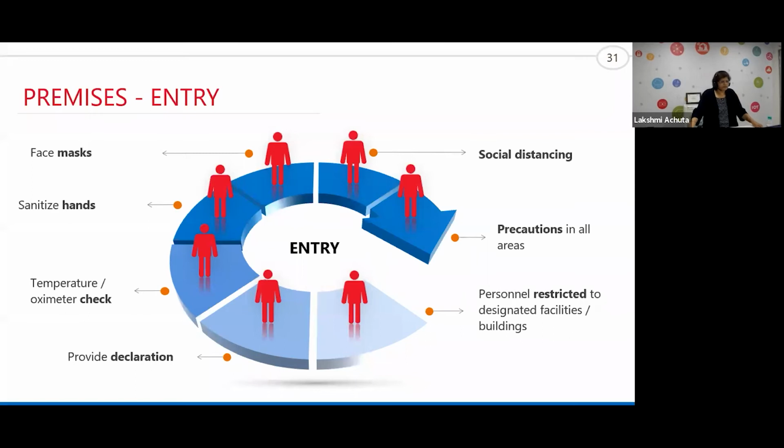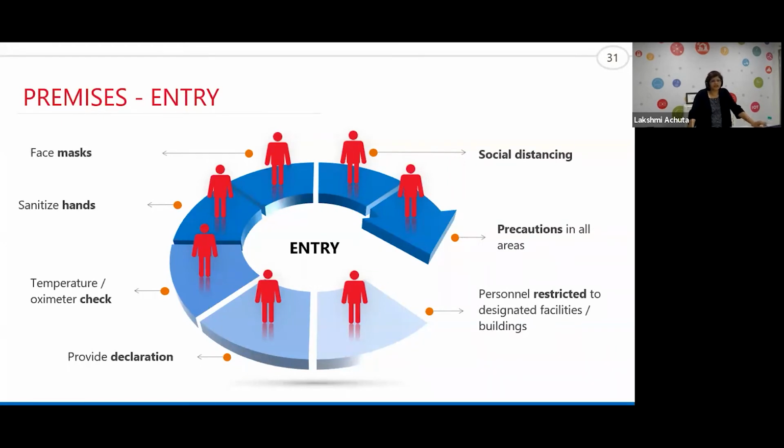Including the employees, everybody would undergo a temperature or oximeter check. In fact, many organizations have provided their employees with a thermometer, and the employees have to check their temperature once in the morning and once in the evening and enter it into their database, so that the organization can get an idea as to who could be a potential carrier. They need to sanitize their hands, wear masks, and follow social distancing and precautions in all areas.